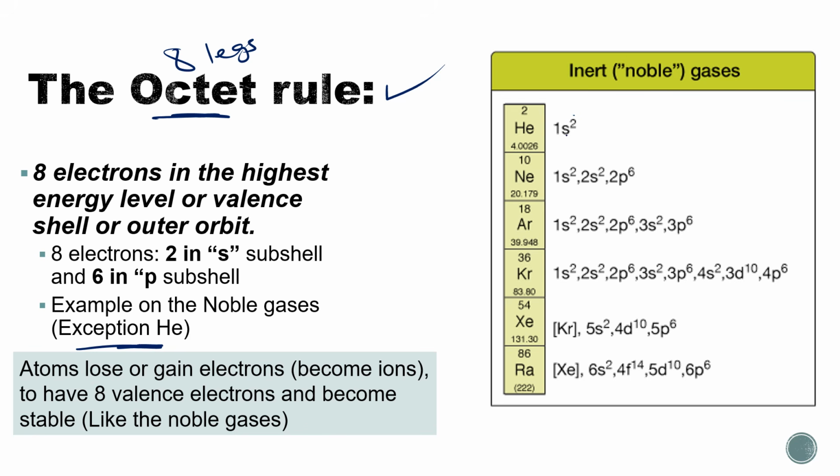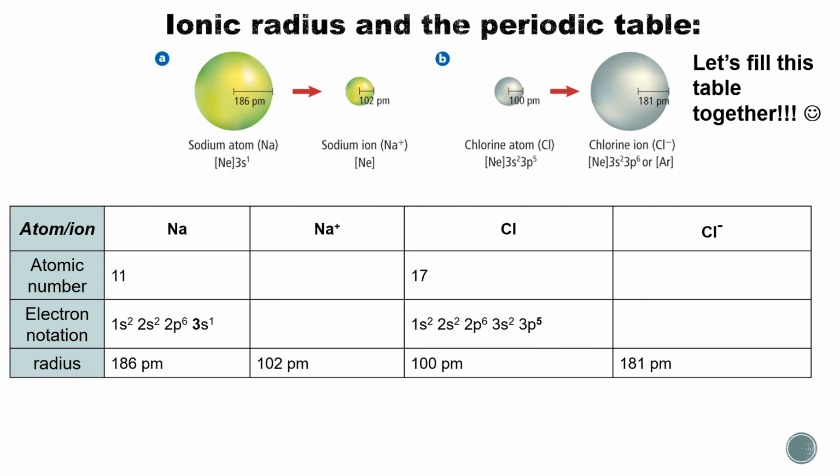If you have only s and you have s2, full s, okay, then you are also happy. This is the only exception in this group. Okay? So atoms lose or get electrons so that they have 8 valence electrons, guys. Okay, and they can become happy like the noble gases of group 18. Alright, why are we explaining that? Because we are talking about ions.